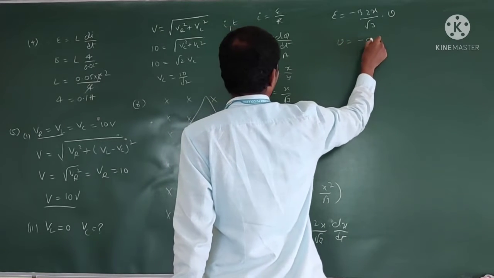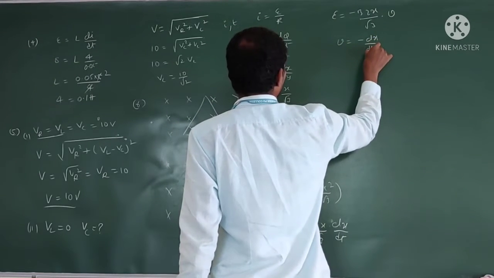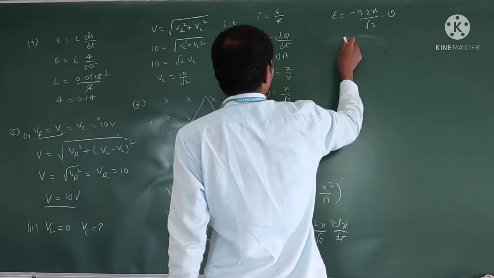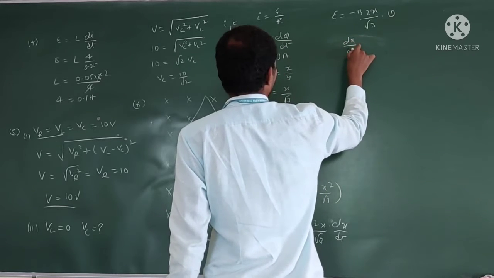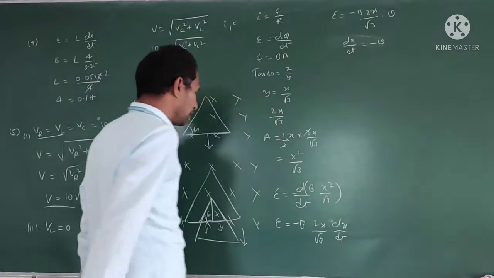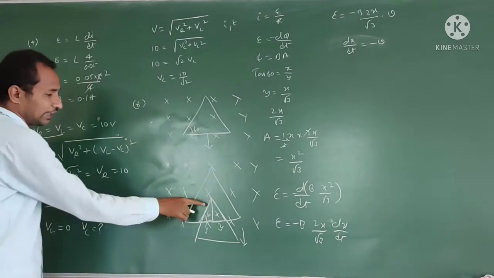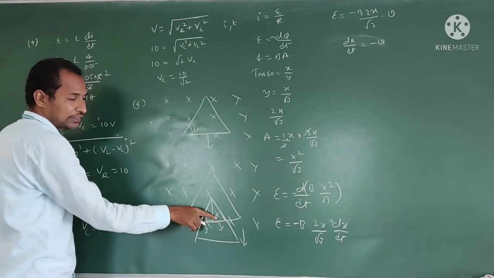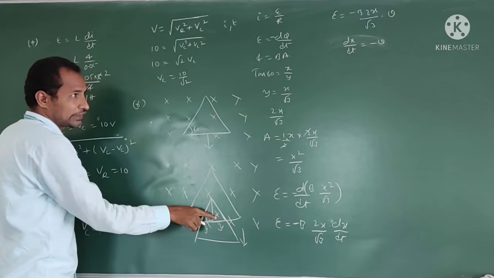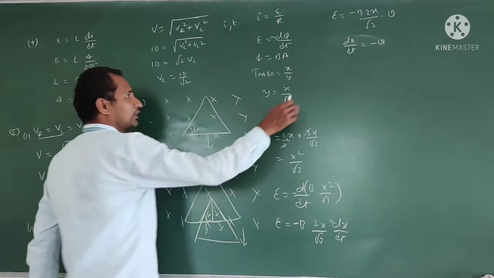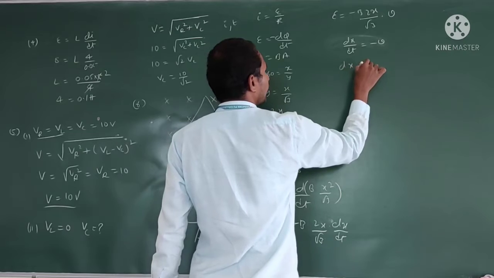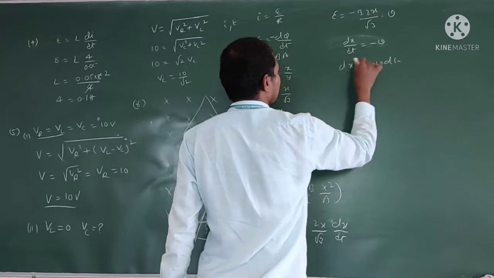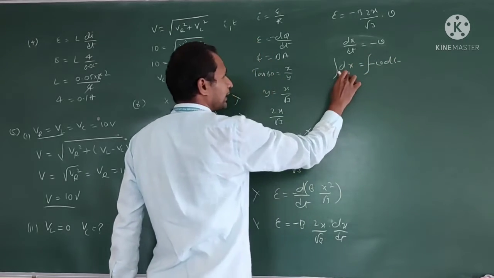Velocity is equal to minus dx by dt, or you can write dx by dt is equal to minus v, because it is going down and x, as it is moving down, the length of x is increasing or decreasing? Decreasing. So that is minus. So dx is equal to minus v dt. Integrate. What is the x limit?